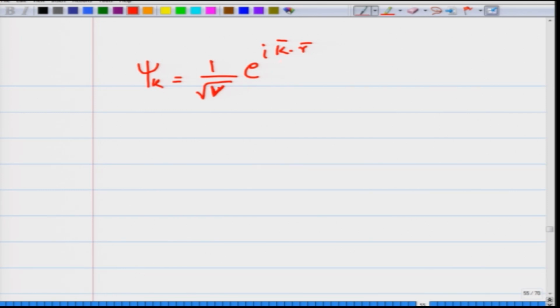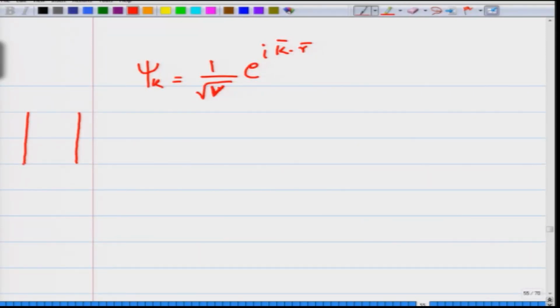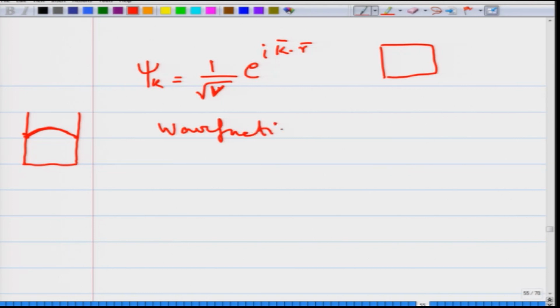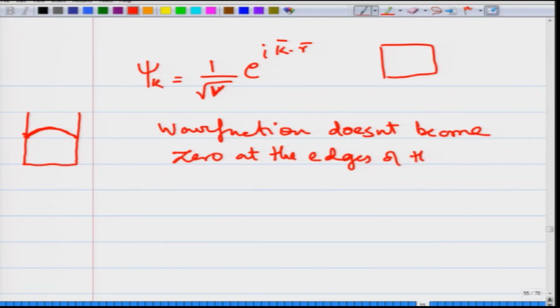Now, are there any conditions on the momentum of the particle, or can the particle take any value of momentum? If you recall, in a box, we had stated that the wave function has to become 0 at the corners of the box. This was explicitly imposed in the solution of the particle in a box problem. What Sommerfeld considered was that the wave function needn't become 0 at the edges of the box or the cube.